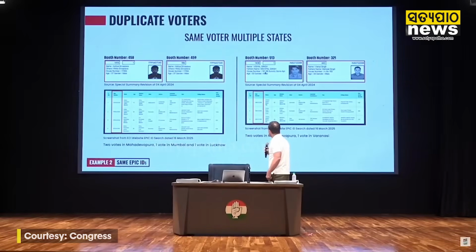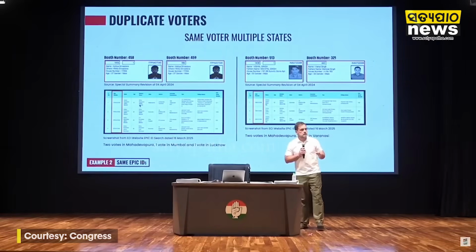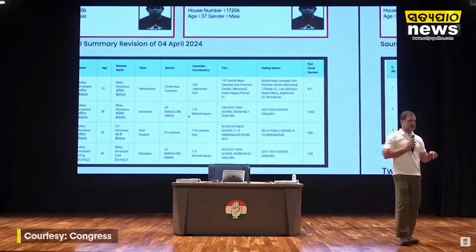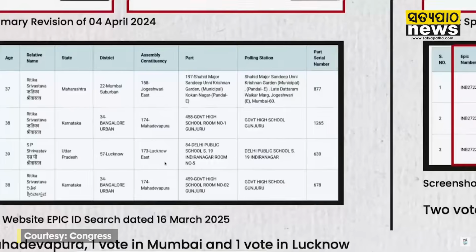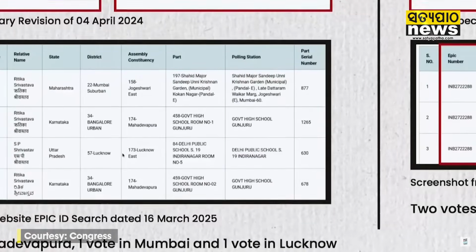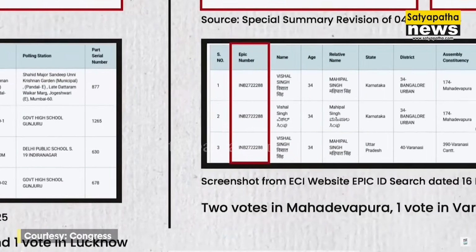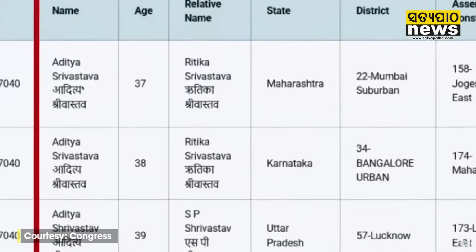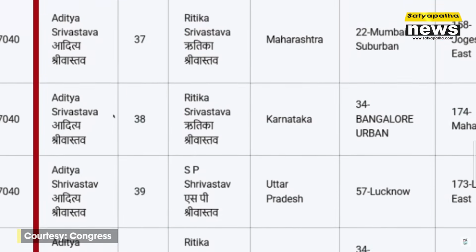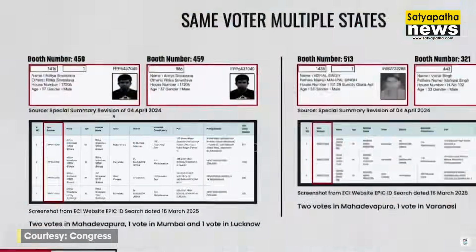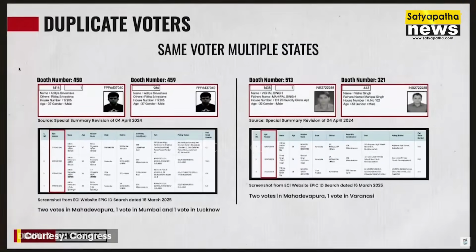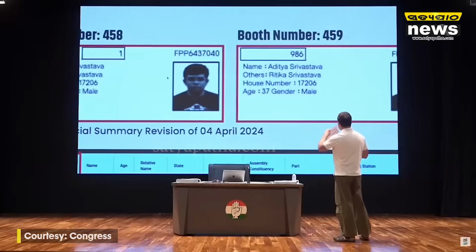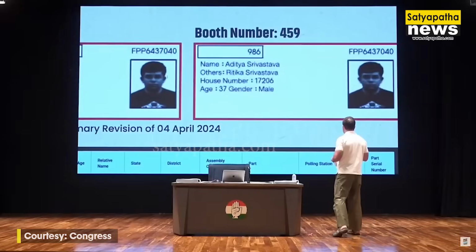Second example, same voter voting in multiple polling booths in Karnataka in the assembly, and also voting in Uttar Pradesh, voting in Lucknow, voting in Varanasi. Zoom in, show the name. This is the gentleman called Aditya Srivastava. Just zoom into the top 2 there. He votes in booth number 458, same person. He votes again in booth number 459, same person.